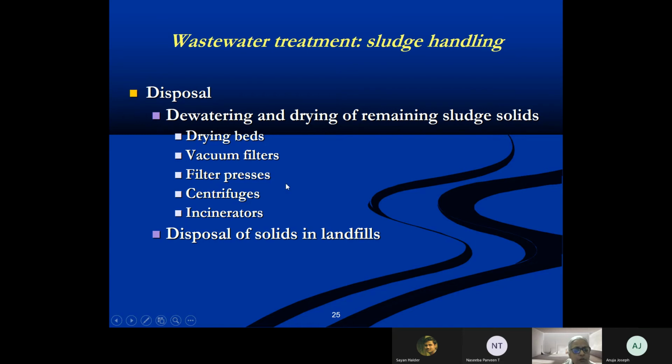Whatever is remaining at the end of the day, whether it's ash from the incinerator or solids from any of these processes, will end up in a landfill. I want to say at this point that we are moving towards a time where nobody wants to utilize land for landfilling, because land is becoming more and more difficult to find. Population is increasing, so we want to minimize landfilling. This is definitely an area where we want to minimize the amount of solids that go to a landfill.